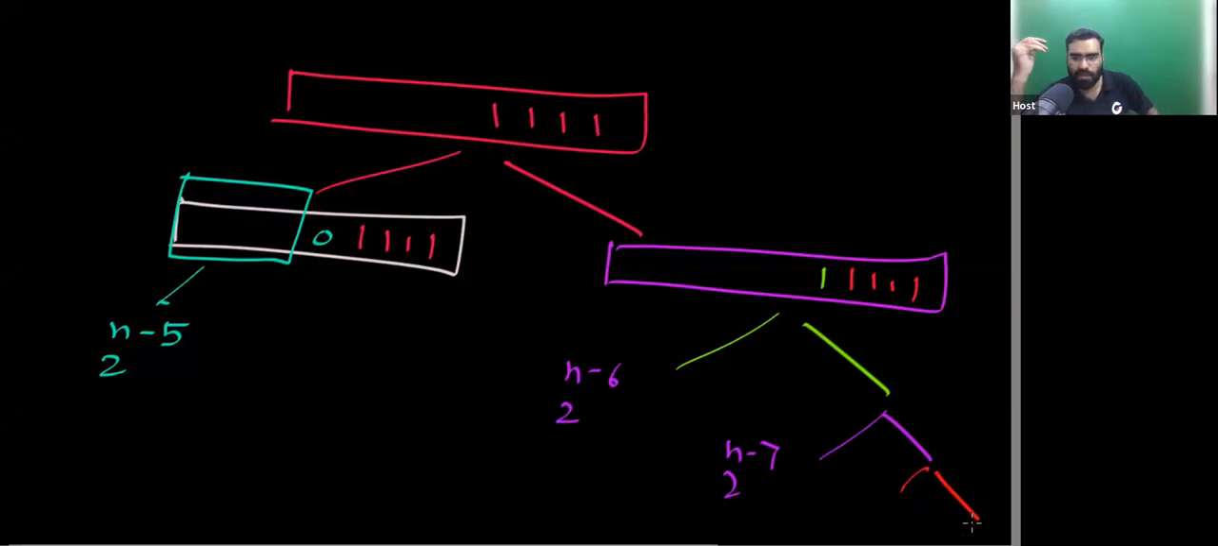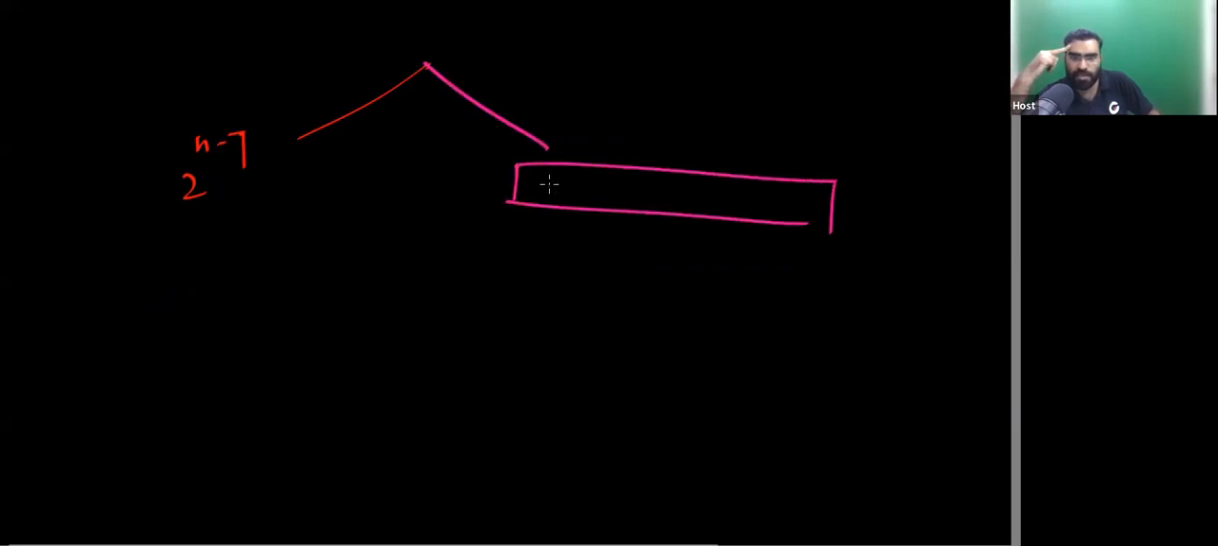When will you stop? When will this branch stop? Tell me. You are going like this, 2 power n minus 7, but when will this branch stop? This branch will stop when ultimately you get all ones, because you cannot have all ones since you want a good string. When you get all ones, only one position is there, and in that position you put 0. Are you getting my point?